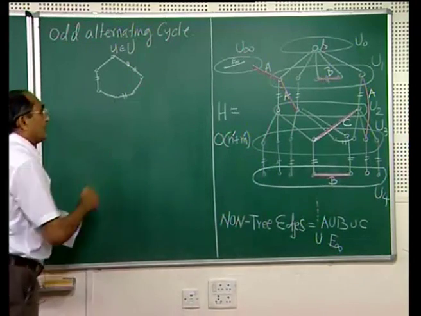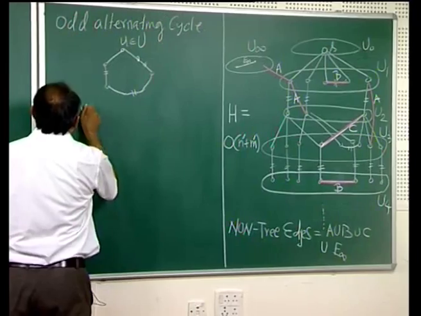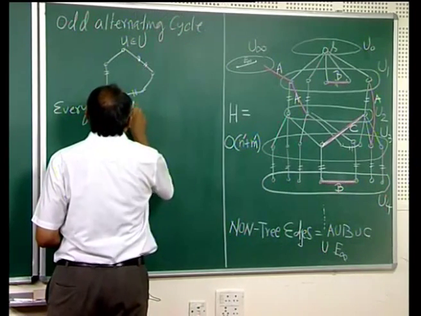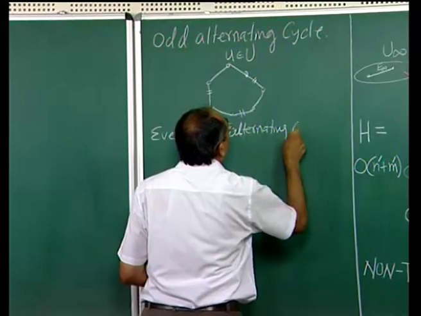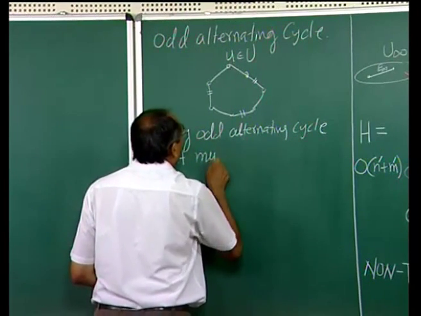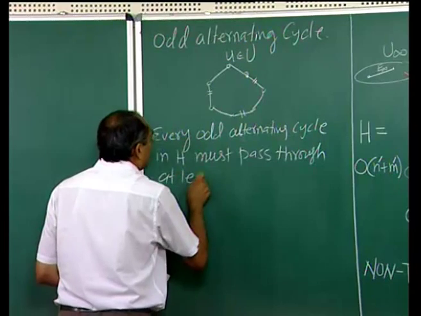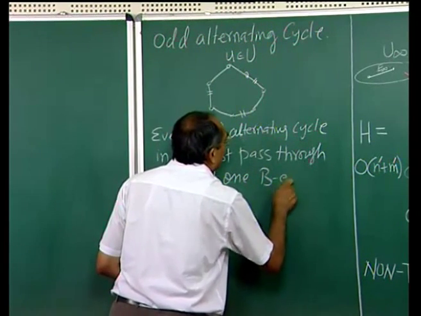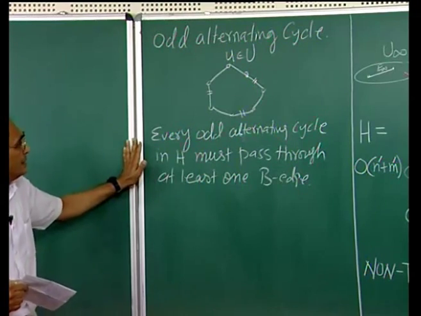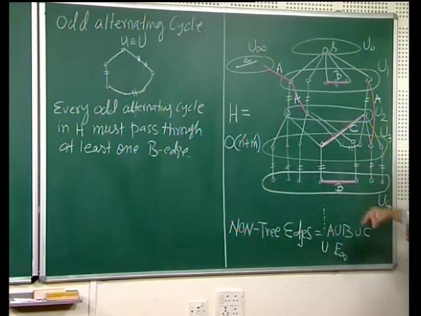And we had shown here that every odd alternating cycle in H must pass through at least one B edge. Now, please note that every odd alternating cycle in H must pass through S, because this is the only unmatched vertex in this graph.